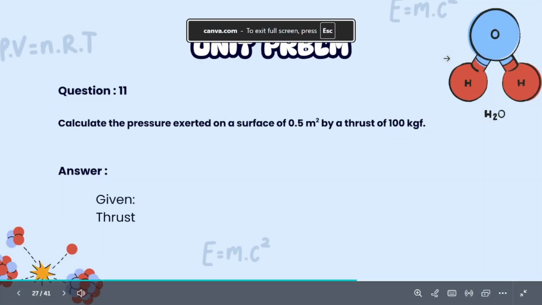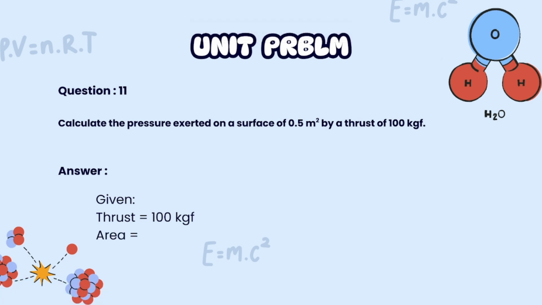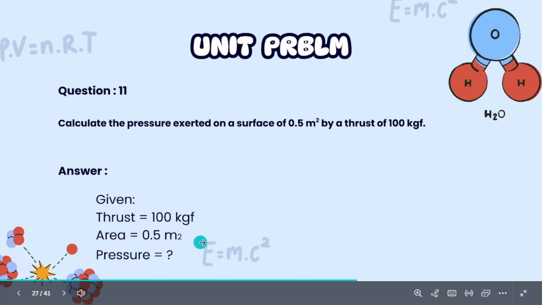Let us move on to question number 11. Calculate the pressure exerted on a surface of 0.5 meter square by a thrust of 100 kgf. Do you remember that movie? Yes. Here the thrust is given as kgf, not in an SI unit Newton. But you do not convert it because the pressure is not asked in Pascal. So you can just keep the unit as it is. So let us see the given: thrust is 100 kgf, area is 0.5 meter square. So you have to calculate pressure.